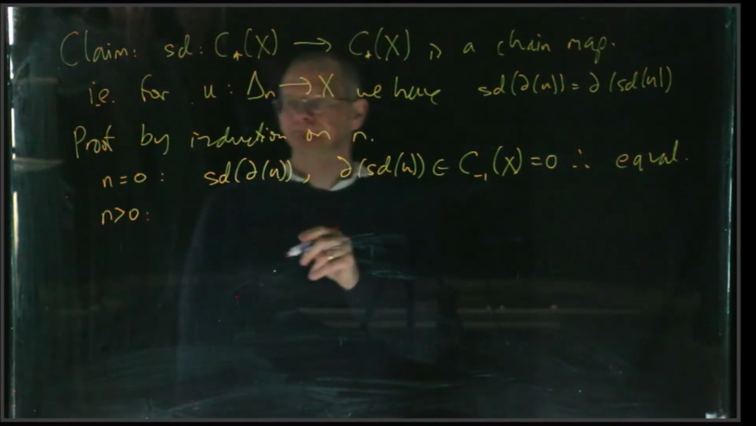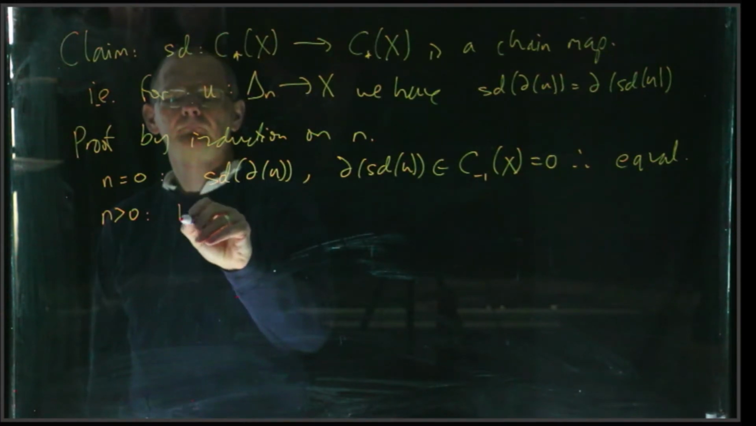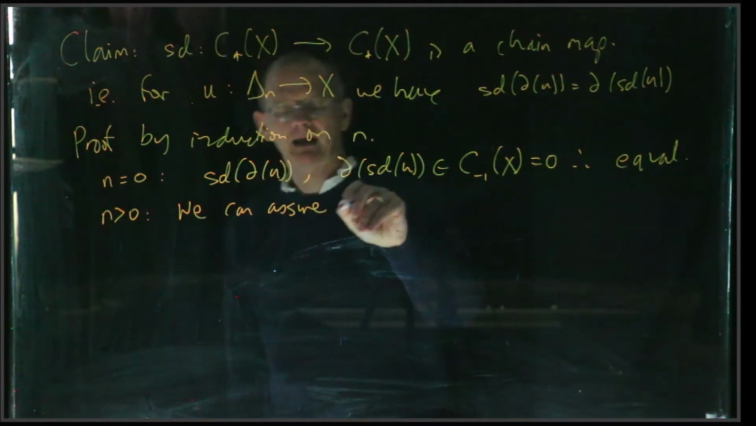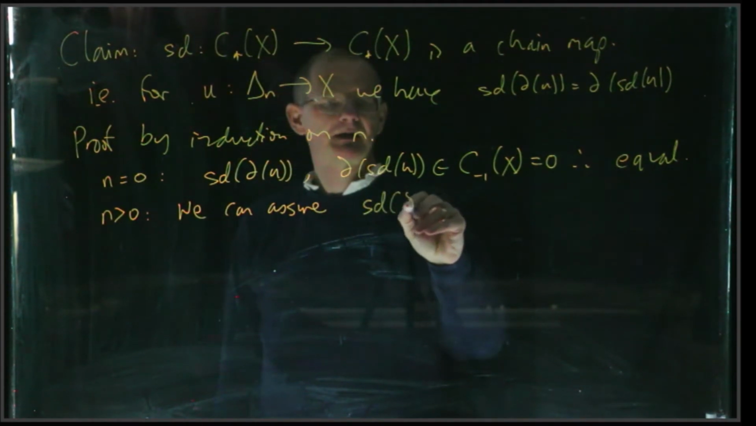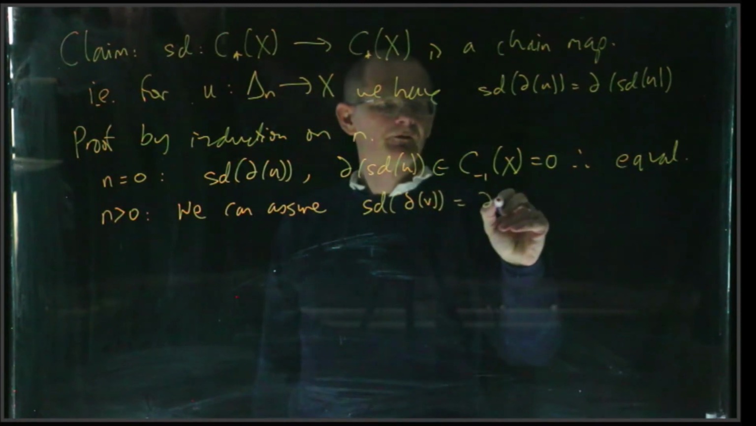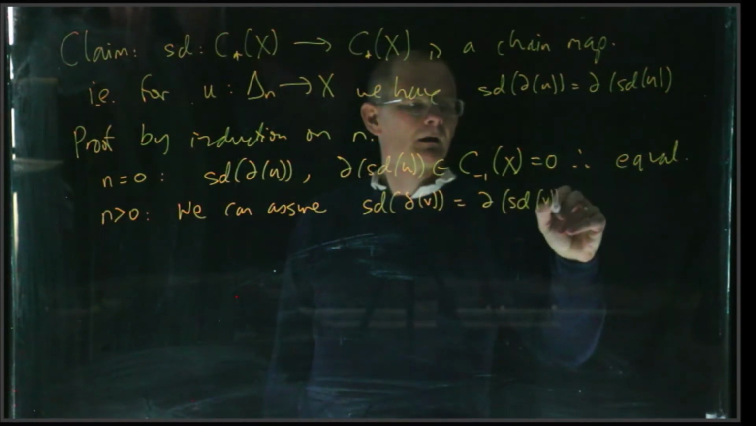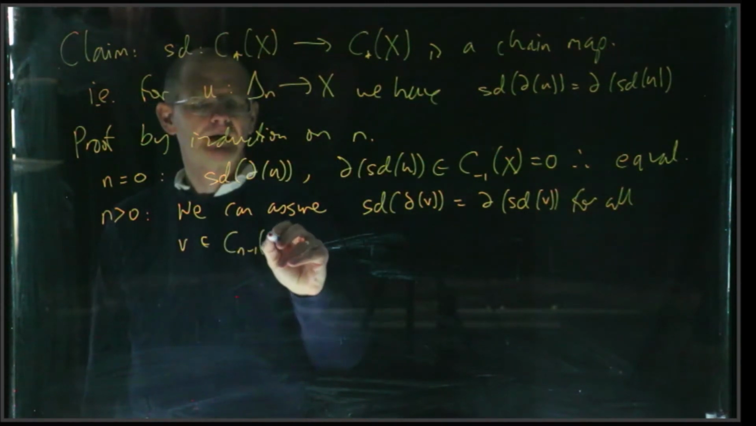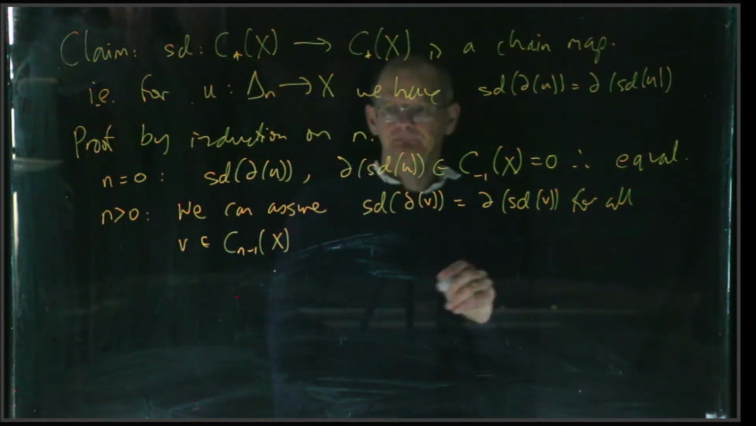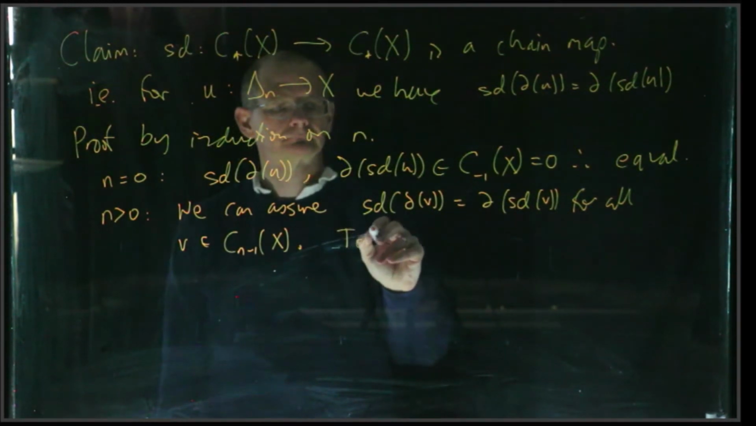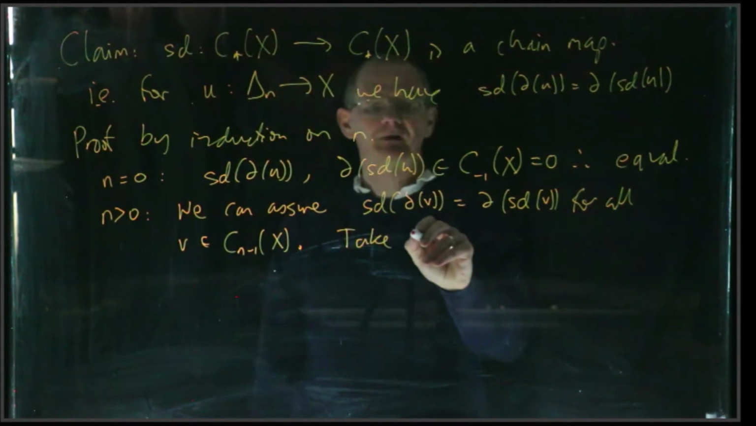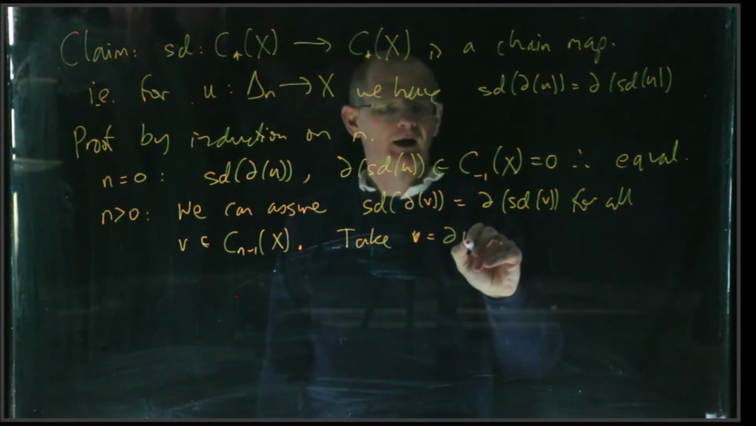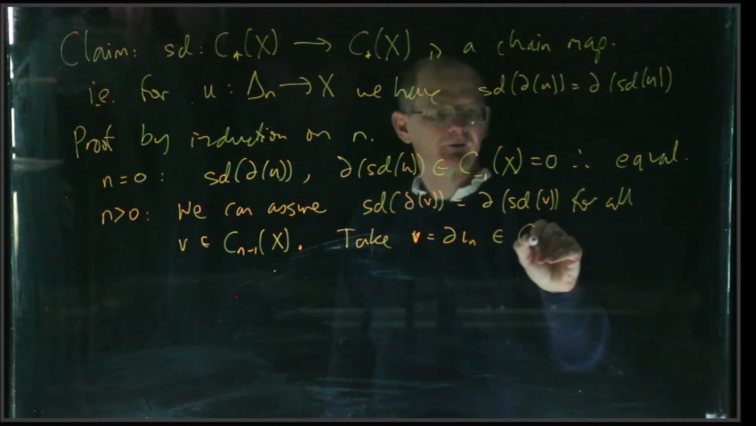So we can assume that SD DV is DSD V for all V in C n minus 1 of any space X. So what we're going to do is take V to be the boundary of iota n. So that's an element in C n minus 1 of delta n.